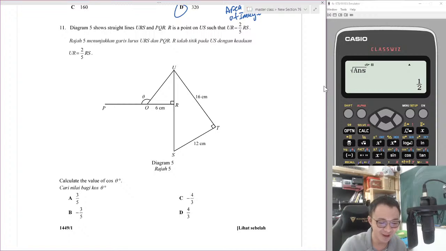Alright, so okay, let's do this one. UR equals 2 over 5 RS. Whenever I see something like this, I prefer to change them into a fraction first, and then from the fraction, I change them into a ratio.